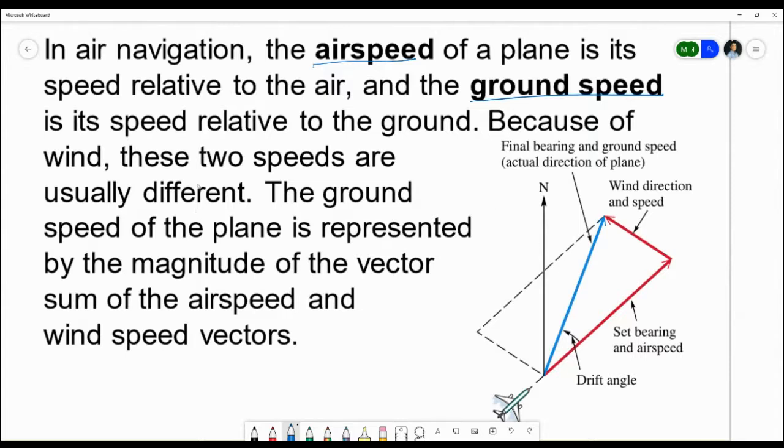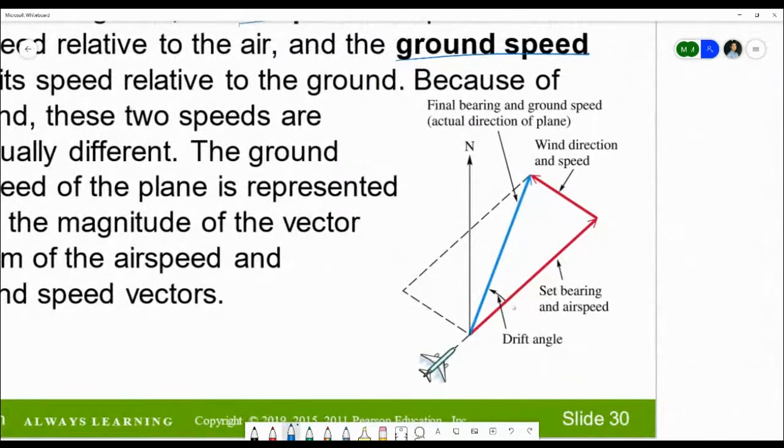Now, for airspeed, it's going to change the direction of the plane by pushing on it. So let's look at what the airplane is looking at. The pilot is going to set the bearing and the airspeed in one direction, but of course that's not always the case because the wind is going to push it in one direction or another, which is calculated using this vector. And so the final bearing and ground speed of the airplane, which is the actual direction the airplane is going, is the resultant force of the bearing and airspeed of the airplane and the wind pushing it.